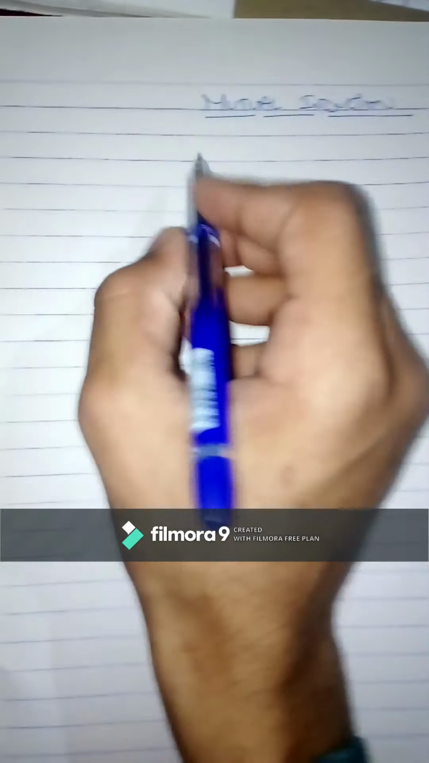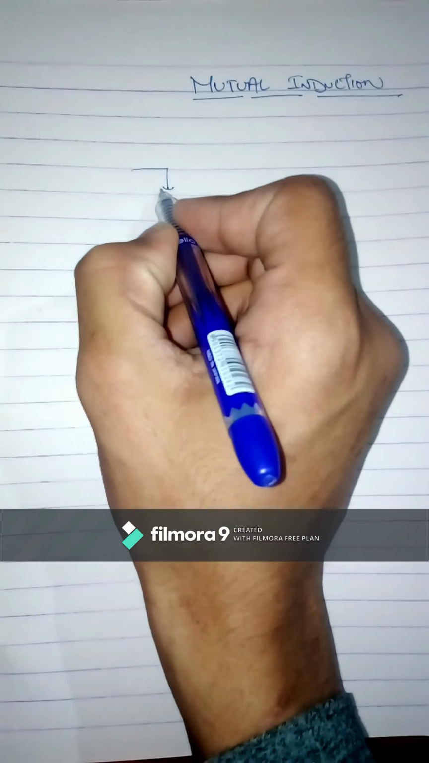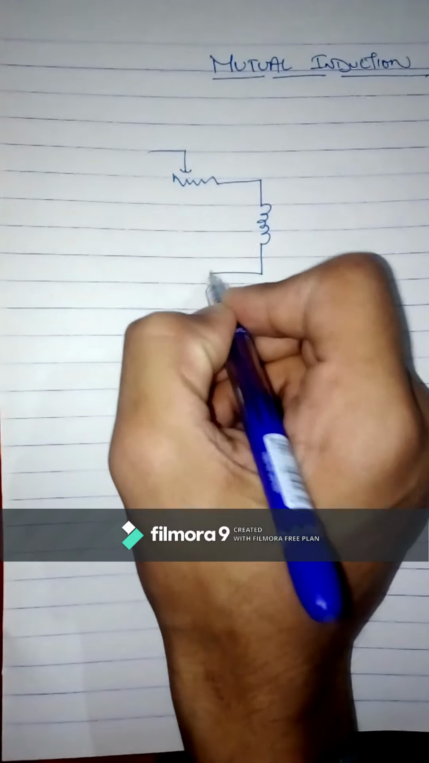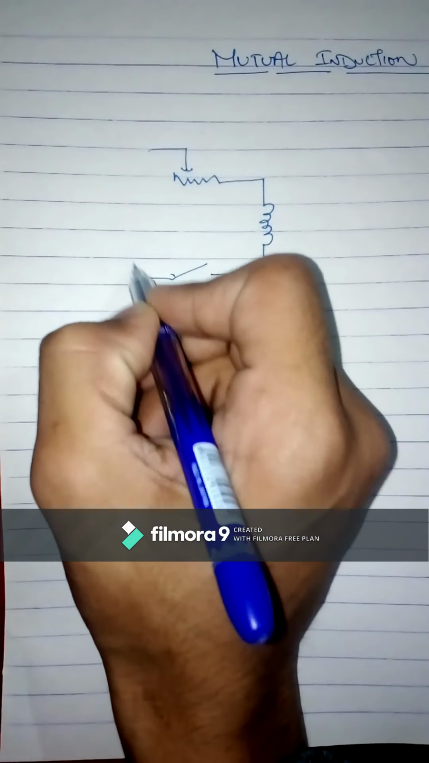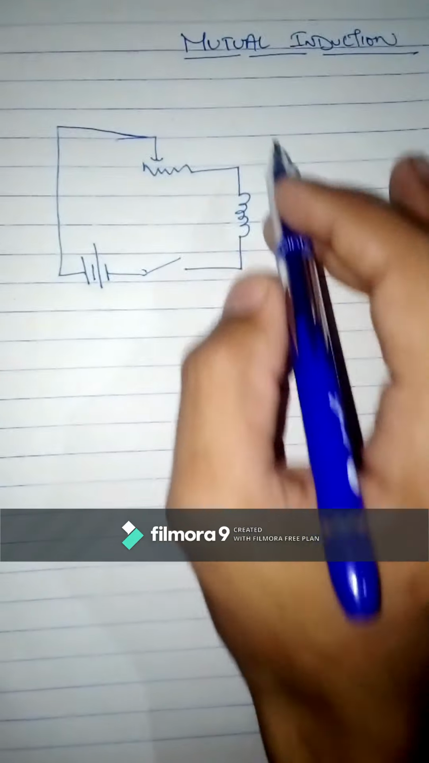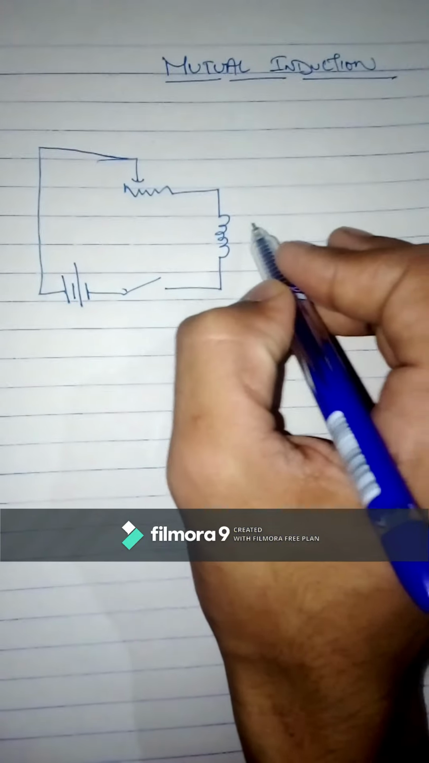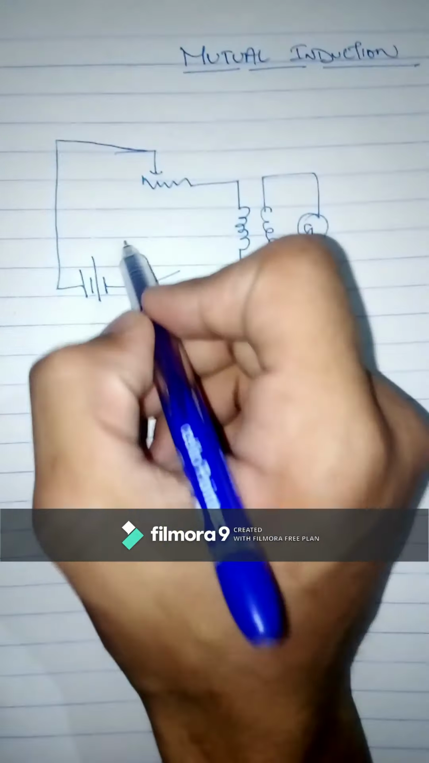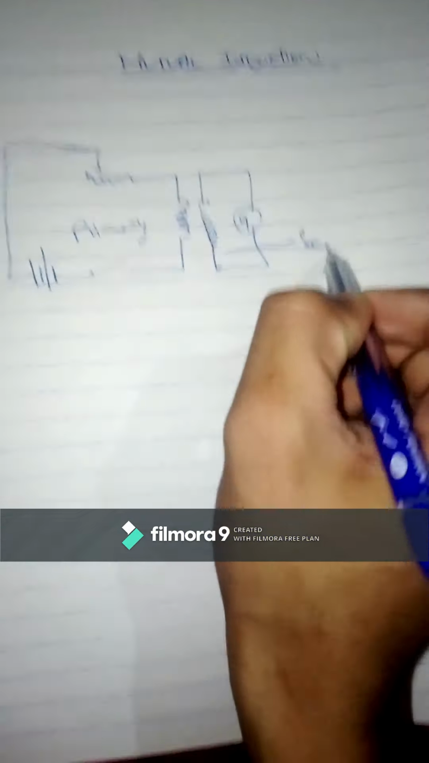So simply if we make a figure of mutual induction, it will be somehow like this: a rheostat, a coil, and then a key will be there, and a battery will be there, which will be the source of the current. This will be the figure for self induction. The difference in mutual induction is that there will be another coil here as well, in which a galvanometer G is connected just to measure the current. This is the primary coil and this is our secondary coil. So this is just a difference, rest all the things are same, just a secondary coil is added.